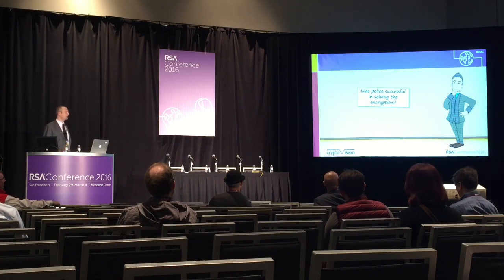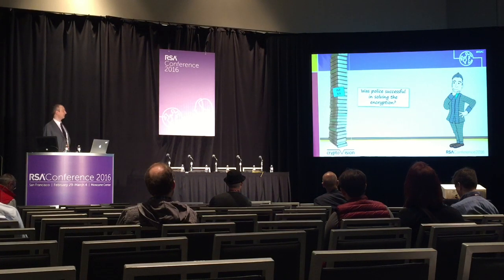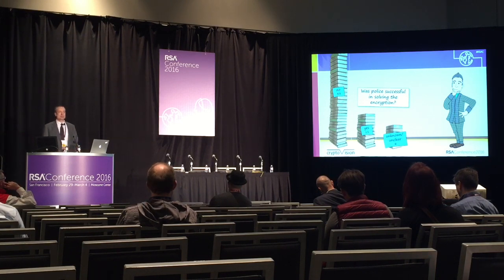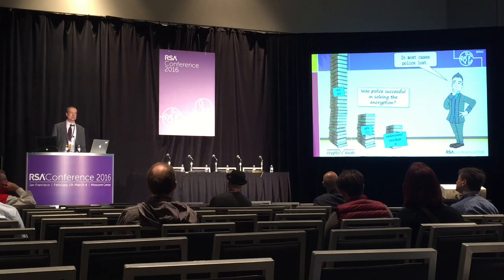And now this is, of course, an interesting question. Was the police successful in solving the encryption? In 33 out of 50 cases, the police was not successful. But in 11 cases, police was successful, and there are also a few cases where it's not clear, or only partially successful. So it's pretty clear that in most cases, the police lost. And this is certainly one of the reasons why Comey wants to have backdoors in encryption products.